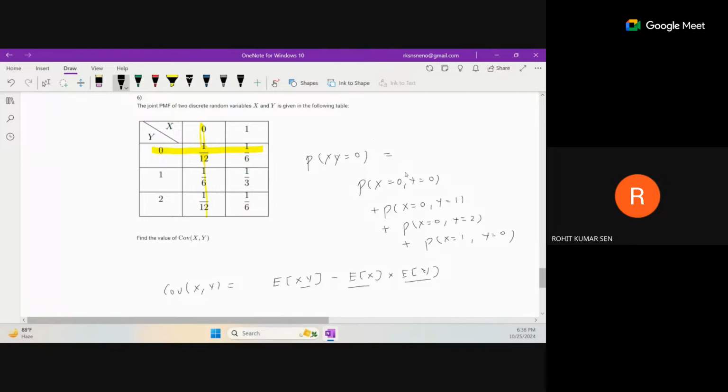So how many values do we have? 1, 2, 3, 4. That is, x equal to 0, y equal to 0 is this. X equal to 0, y equal to 1, this. X equal to 0, y equal to 2, this. X equal to 1, y equal to 0. These four values that I have highlighted are the values for the probability of xy equal to 0. Now it is clear?